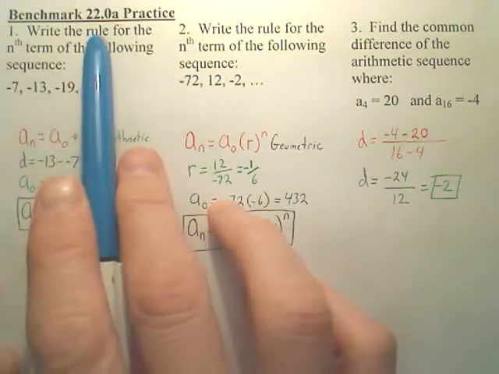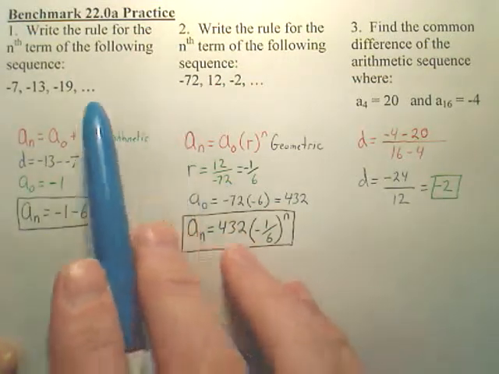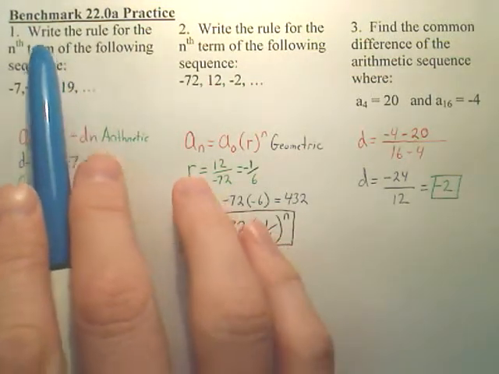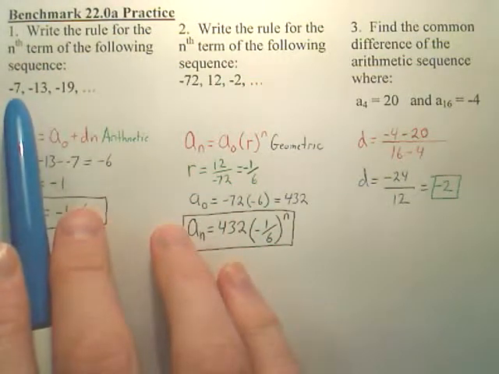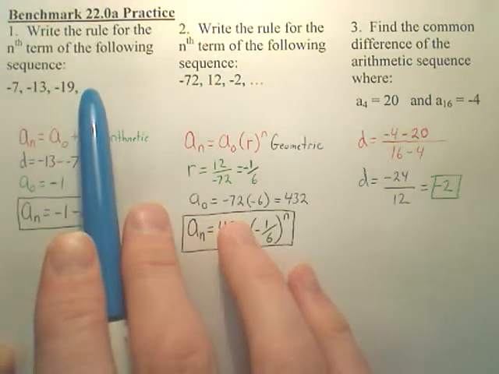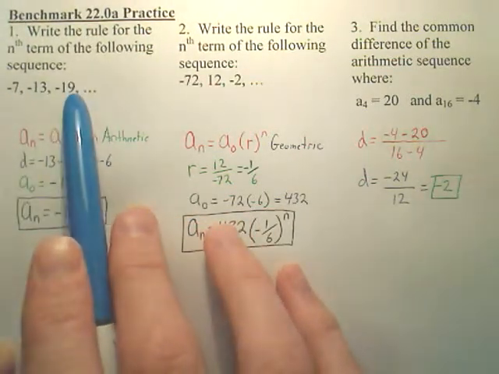Benchmark 22A. We're going to practice arithmetic sequences and geometric sequences. Number one, write the rule for the nth term of the following sequence. First you have to realize, is it arithmetic or geometric? Are we adding or subtracting something constantly, or are we multiplying or dividing by something constantly?